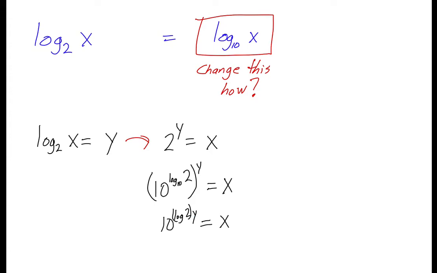This is an exponential. Let's rewrite it as a logarithm. As a logarithm, it's going to be a log base 10 because the base under our exponent is now a 10. So this will be a log. I'm going to put the 10 there for emphasis. Log base 10 of x equals what the exponent is. The log base 10 of 2 times y.